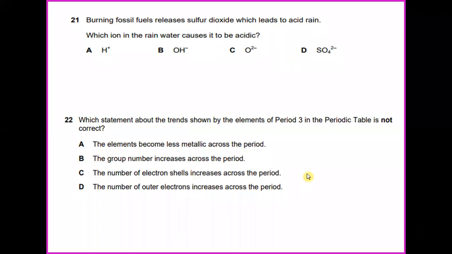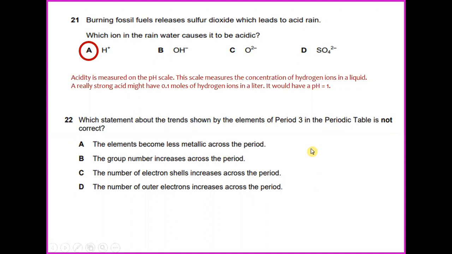Question number 21. Burning of fossil fuels releases sulfur dioxide, which leads to acid rain. Which ion in the rainwater causes it to be acidic? Acidity is measured on the pH scale. This scale measures the concentration of hydrogen ion in a liquid. A really strong acid might have 0.1 mole of hydrogen ions in a liter, so it would have a pH equivalent to 1. So the answer for number 21 is hydrogen, H positive.